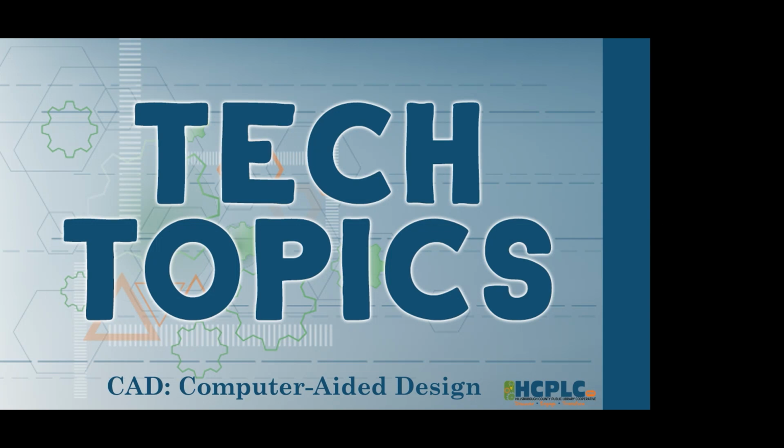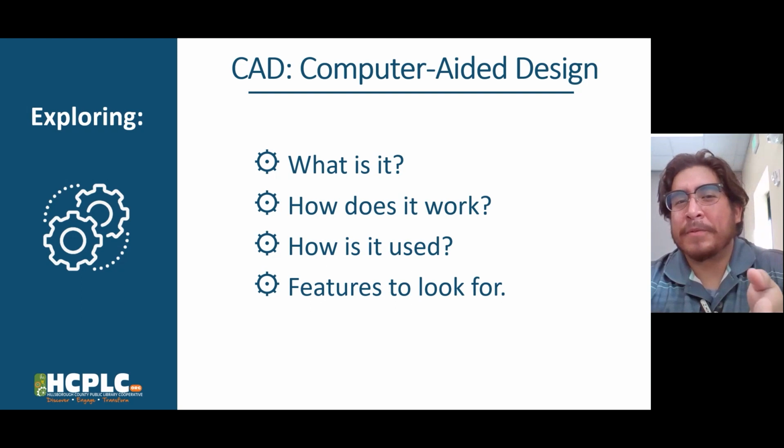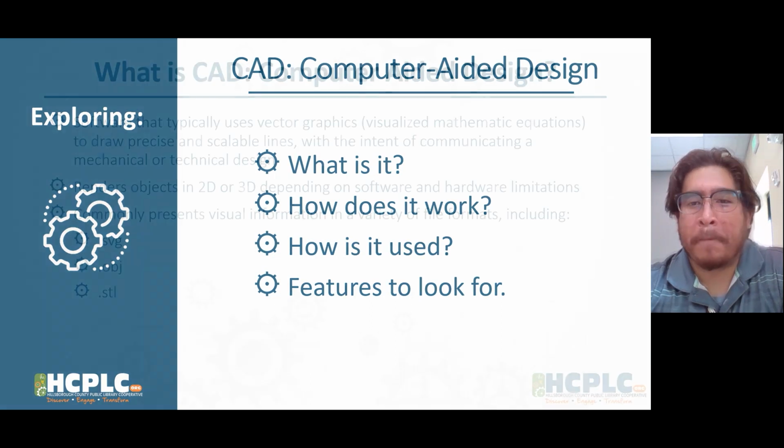All right. So to get started, like we said, we're going over computer-aided design today. It's a very broad term as far as any kind of specific software goes, but that vagueness is a very key thing as we get into it. This program will go over what it is, how it works, how it's used, and what features to look for when you're looking for software.